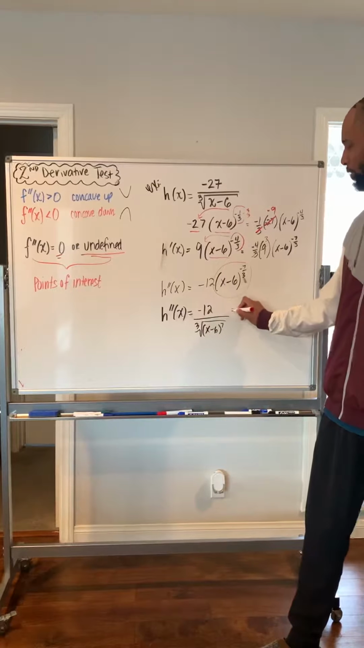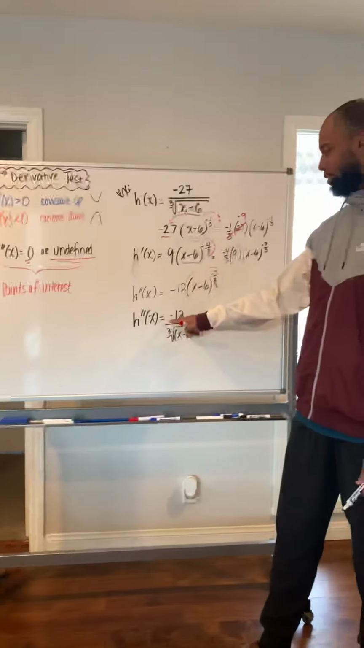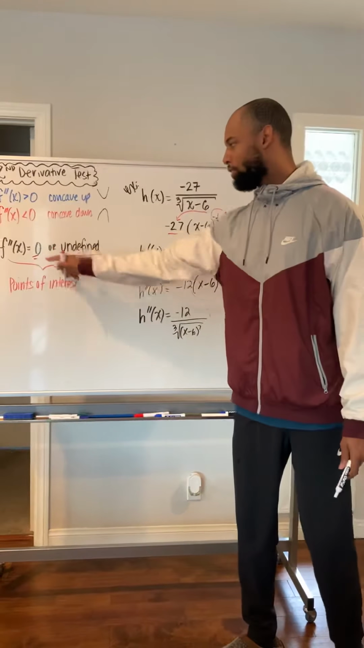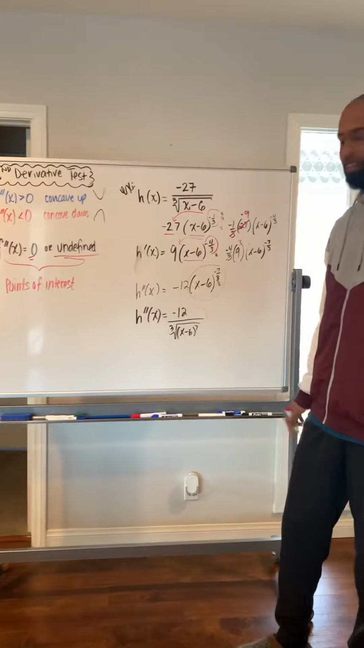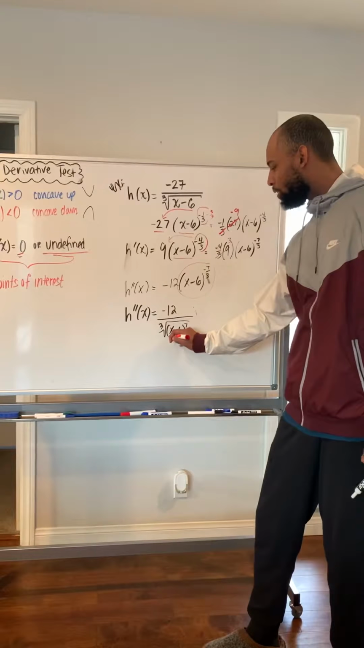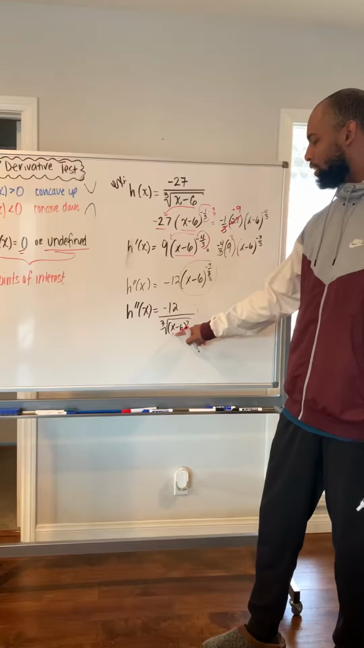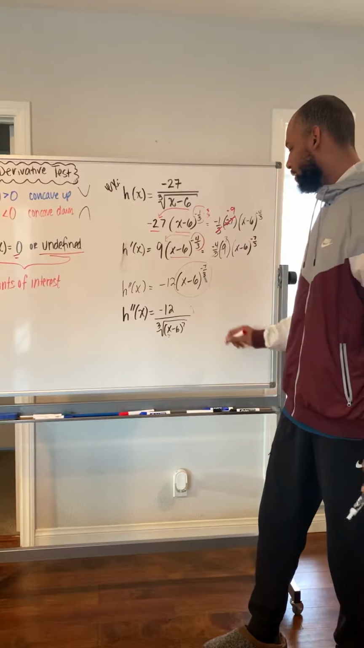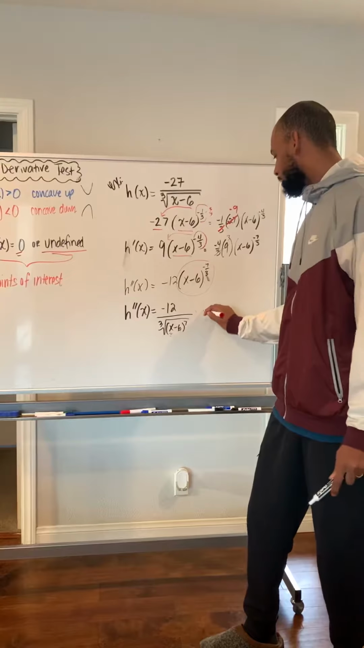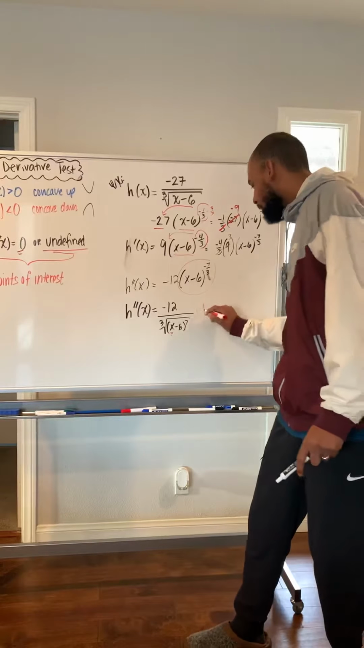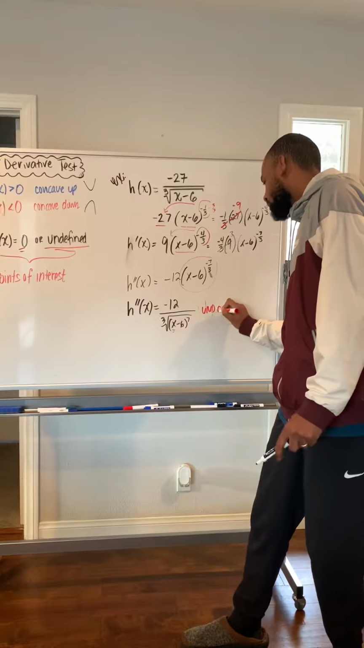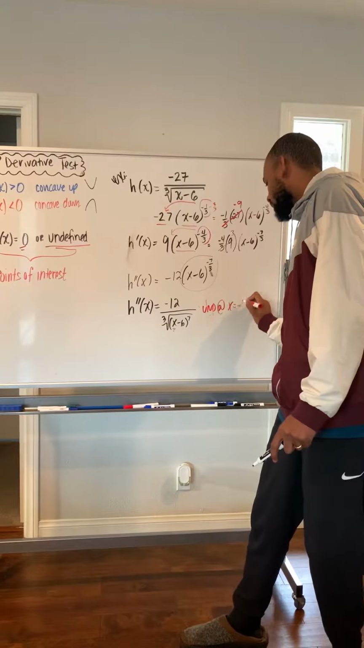All right, so is this ever 0? Is the top part ever 0? Is negative 12 ever 0? Nope. So it's never 0. Let's see when it's undefined. It is undefined when this value right here is 6, because then we'll get 0 in the denominator. We cannot have that, right? So it's undefined at x equals 6.